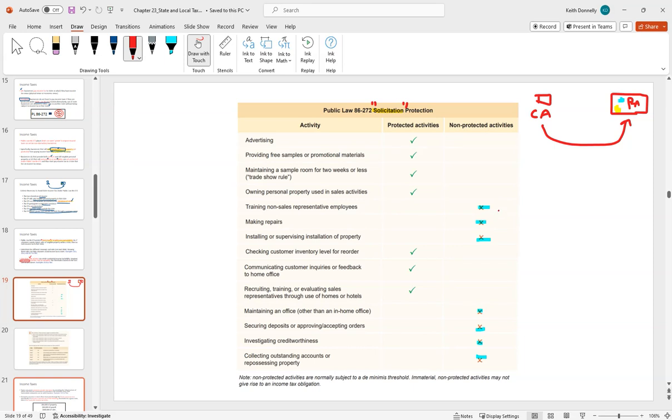However, if you do these other things, training non-sales reps, making repairs, installing property, maintaining an office, investigating creditworthiness, any of these blue things, sorry, we're going to tax you.